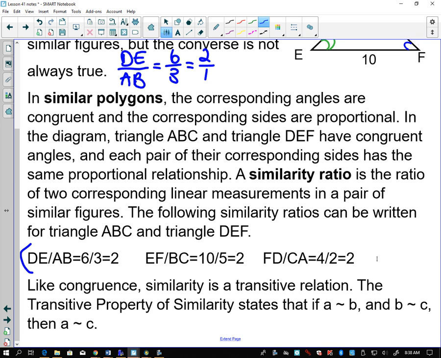So like congruence, similarity is a transitive relation. A is to B, B is to C, A is to C. That same thing is true here in similarity. The transitive property of similarity states that if A is similar to B and B is similar to C, then A is similar to C.